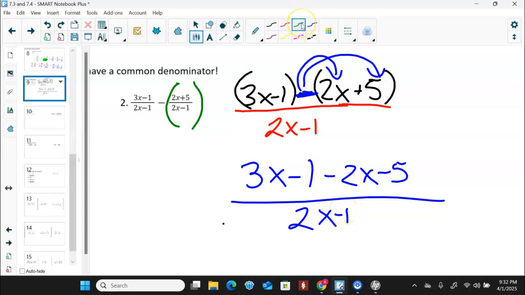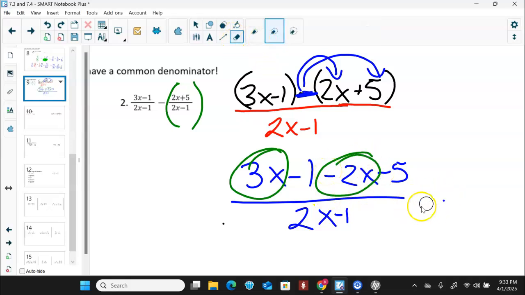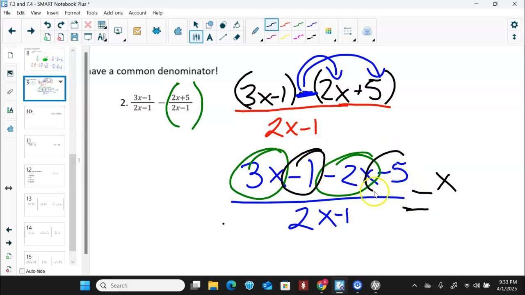Now, at this point, you're going to simplify it, meaning combine like terms. So the only like terms that I got here are 3x and negative 2x. 3x minus 2x is just x. And then we got negative 1 and negative 5, which is going to make it negative 6, over 2x minus 1. Now, you cannot simplify it any further, and you're going to leave it at that, okay?